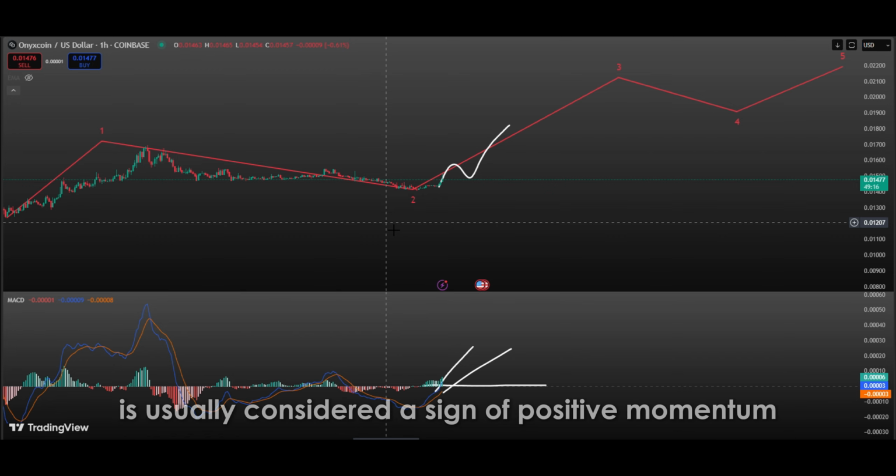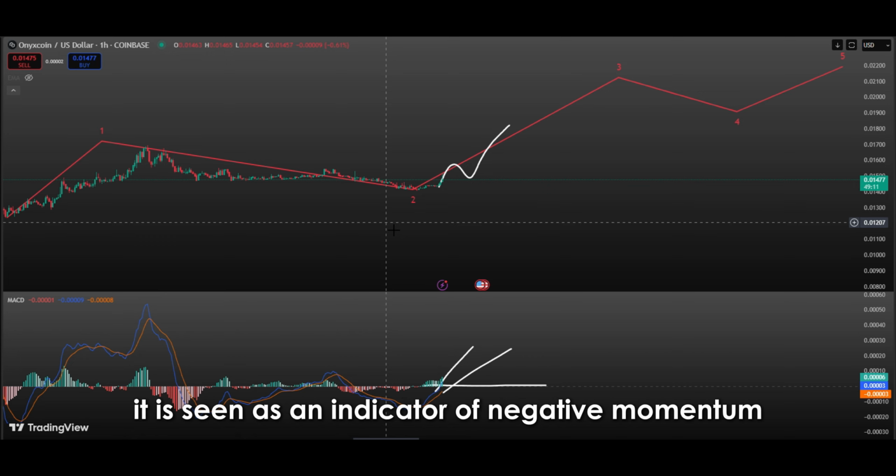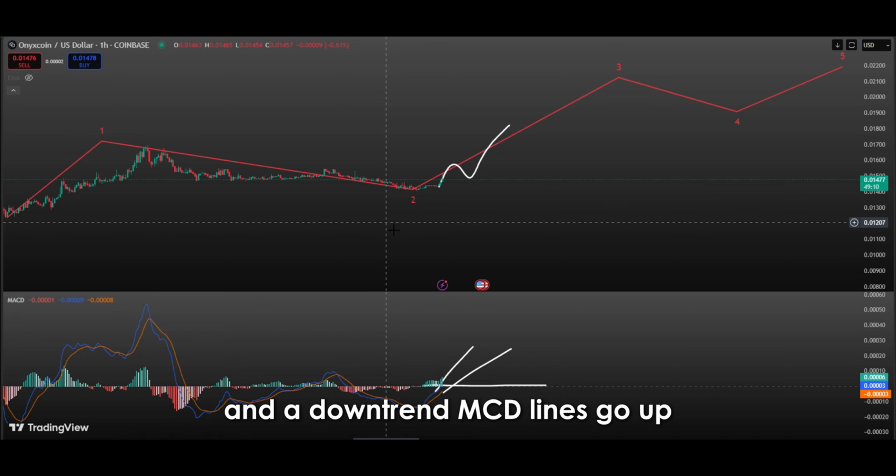Above the zero line is usually considered a sign of positive momentum and an uptrend, while below it is seen as an indicator of negative momentum and a downtrend. MACD lines go up, price goes up.